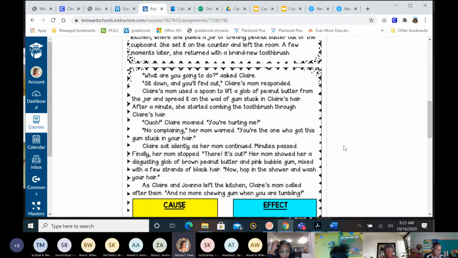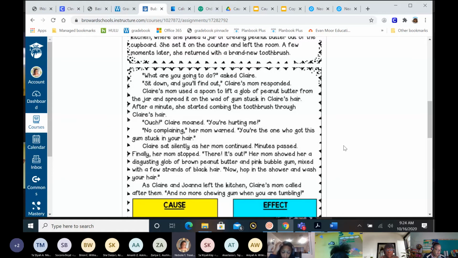After a minute, she started combing the toothbrush through Claire's hair. Ouch! Claire moaned. You're hurting me. No complaining, her mom warned. You're the one who got this gum stuck in your hair. Claire sat silently as her mom continued. Moments passed. Finally, her mom stopped.